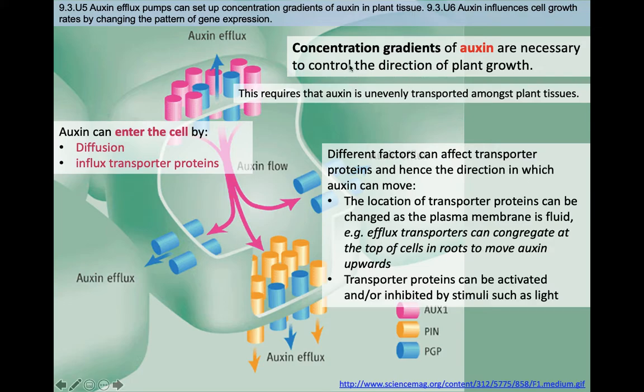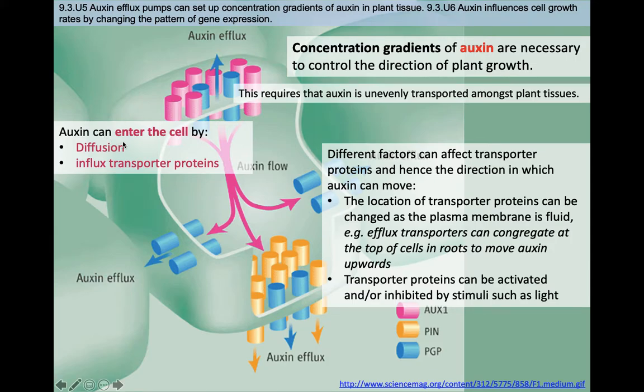So the concentration gradients of auxin are necessary to control the direction of plant growth. And once again, this whole idea is that auxin needs to be unevenly transported amongst plant tissues in order for the plant to grow towards the light.